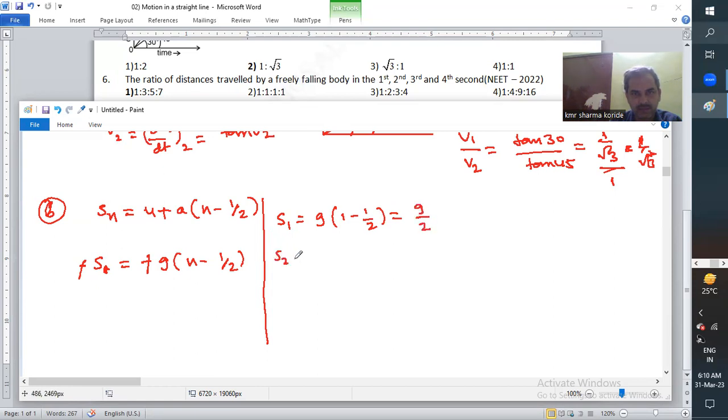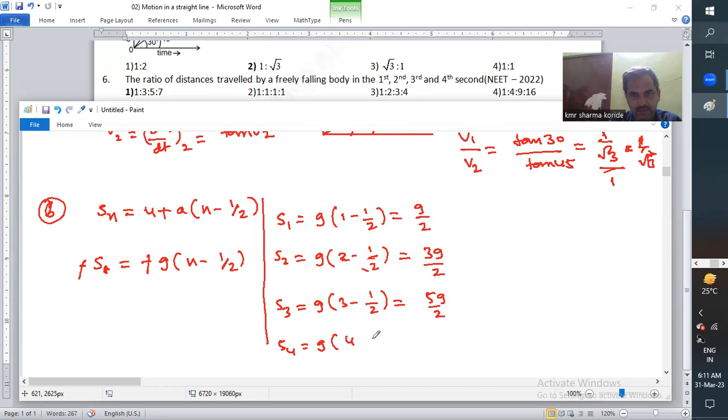In the next case, S2, g of second, so 2 minus 1 by 2. So this will be 2 into 2 is 4 minus 1, 3g by 2. Third case, g, this is 2, now 3 minus 1 by 2. So 6 minus 1, 5g by 2. In the fourth second, g of 4 minus 1 by 2. So 8 minus 1, 7g by 2.